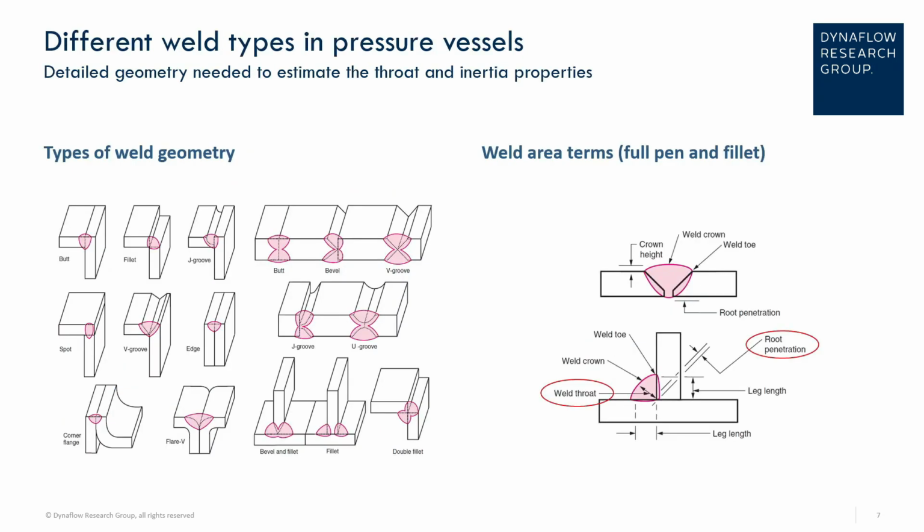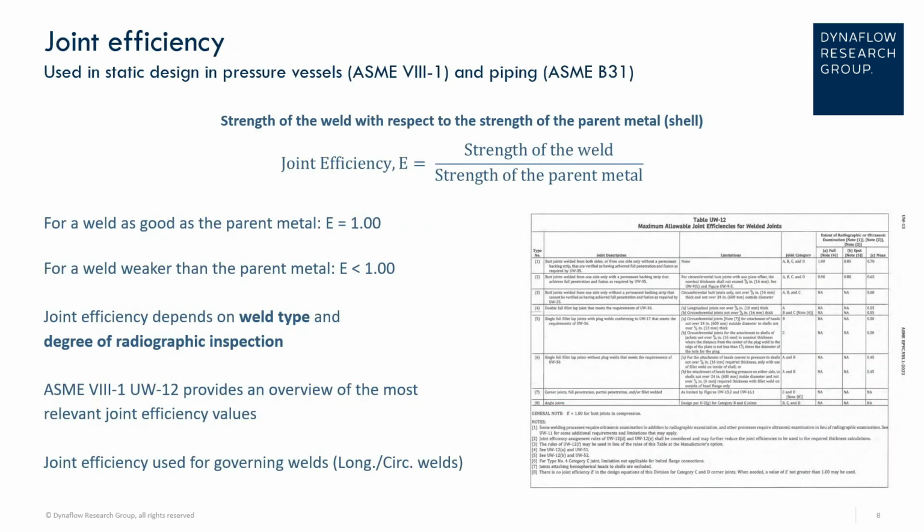In both static and fatigue analysis, it is important to estimate the throat and inertia properties. These properties depend on the different type of welds and pressure vessels. The most important weld types that we encounter are the full penetration weld, the partial penetration weld, and the fillet weld. Based on the type of weld, the weld throat and root penetration differ significantly.